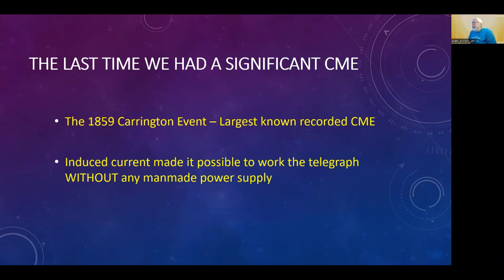Some telegraph operators, on the other hand, were able to continue operating with their batteries disconnected, powered only by the aurora-induced currents in the lines, with normal or even improved signal quality. A pair of operators, as a matter of fact, in Portland, Maine and Boston, Massachusetts, were talking for nearly 2 hours without any man-made power supply hooked up to them, and they were talking like they were next door.